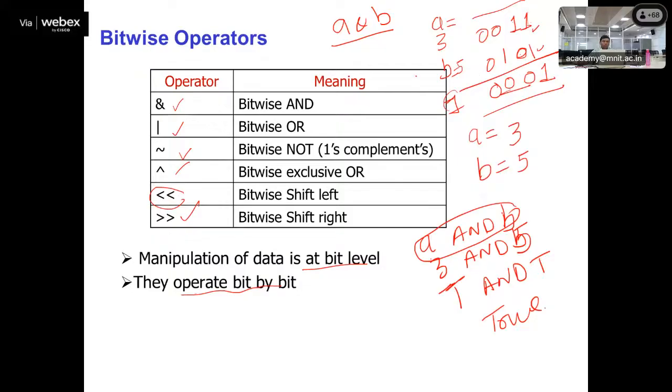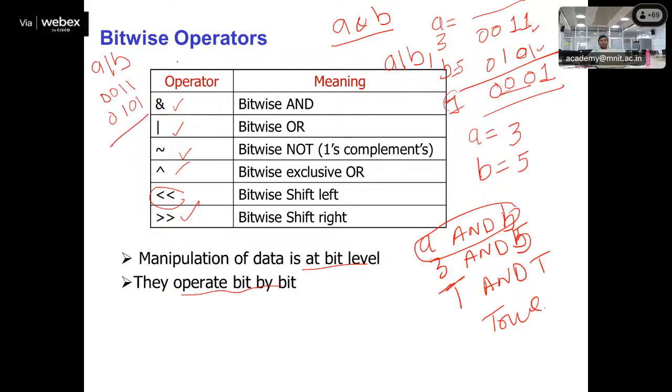Similarly, if we apply the bitwise OR operator, A or B, we apply A or B. So A has been taken as 0, 0, 1, 1 and B has been taken as 0, 1, 0, 1.